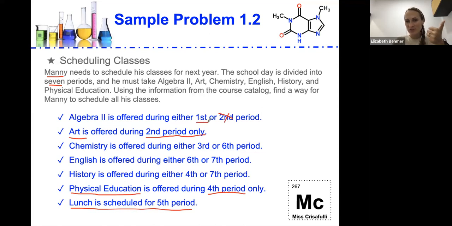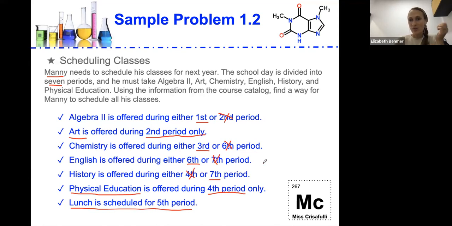So algebra will be 1st, art is going to be 2nd. What should we put 3rd? Looks like chemistry is the only thing offered in 3rd, so chemistry is going to be 3rd. English can be 6th or 7th, and history can be 4th or 7th. Well, they can't both be 7th, so we'll put English on the 6th because that's free. Our 4th period is already taken, so we'll put history in the 7th.